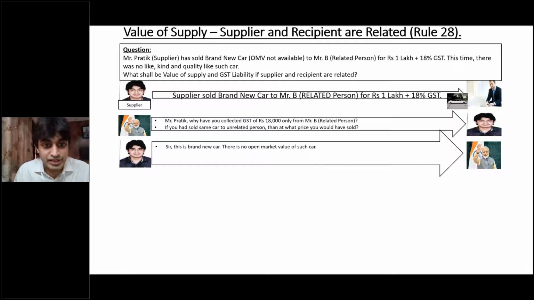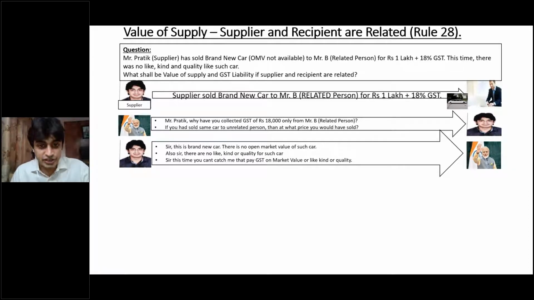For how much was it sold to an unrelated person? Also, sir, there is no like kind quality feature as such car. Just like my car, there is no such car in the world. So, sir, this time you can't ask me to pay GST on market value or like kind and quality. So I was safe this time. I said, market value is not there, like kind and quality is also not there. I will not pay, sir. I will pay 18,000 on 1 lakh.